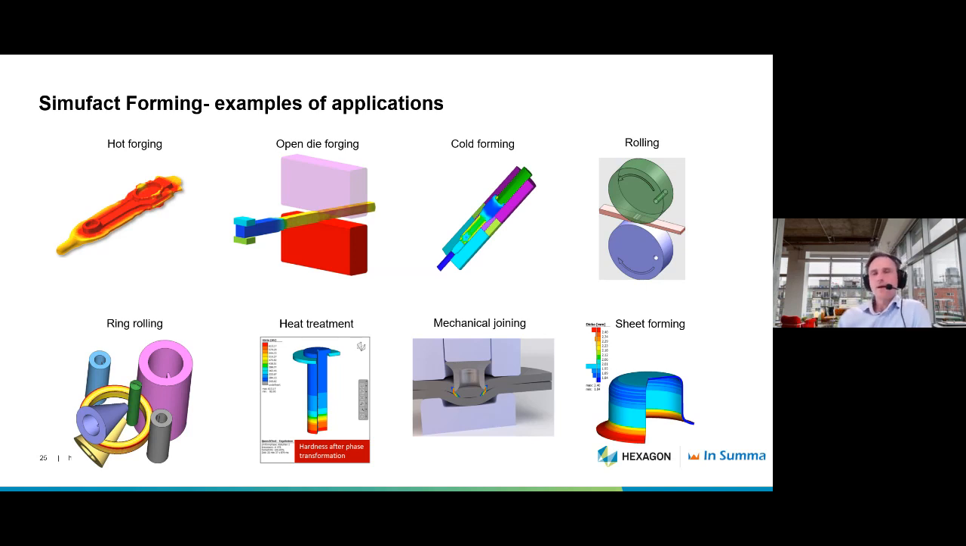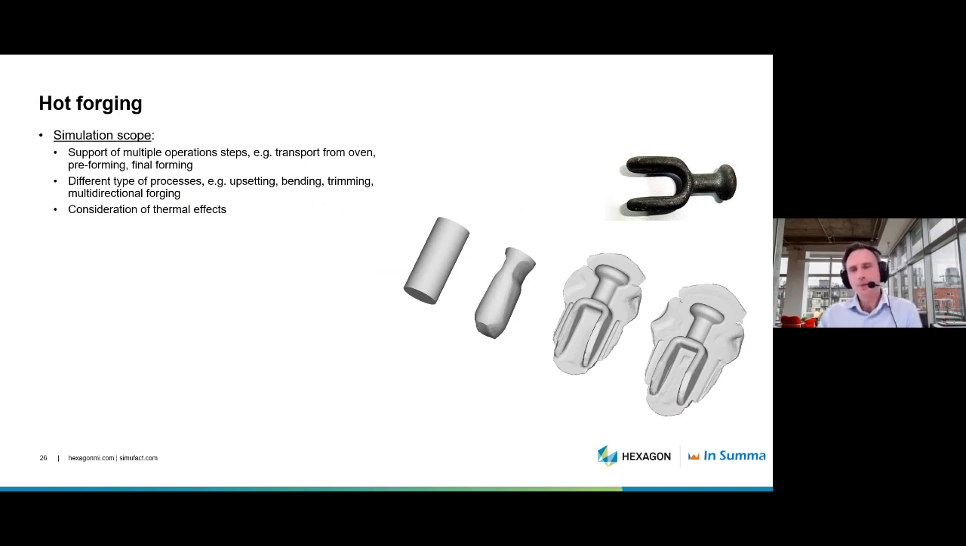So if you look into every specific field, maybe one by one, and then checking some use cases, maybe starting from hot forging, then you can simulate all sorts of hot forging processes, which could be upsetting technology, bending, trimming, multi-directional forming or forging. And the simulation allows you to set up a rather sophisticated process with realistic number and the realistic types of the operation steps, like heating the blank, transport from the oven, preforming, maybe in multiple stages, and then final forming.